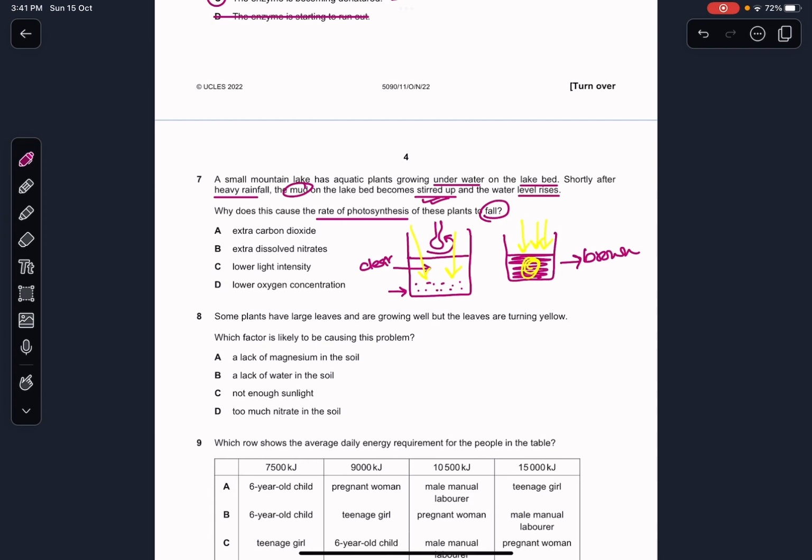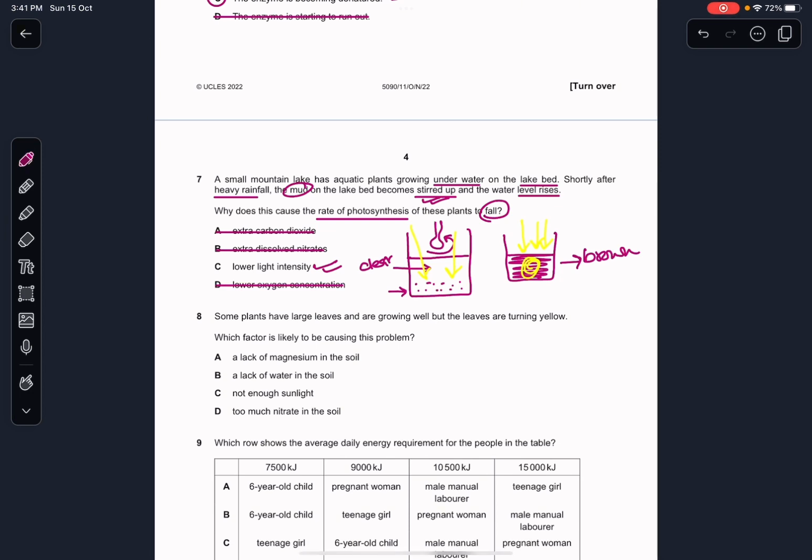So what happens is that the rate of photosynthesis is going to drop, because the light intensity is falling. So why does the rate of photosynthesis fall? Extra carbon dioxide? No, that does not essentially make any sense, because nothing is really happening to the carbon dioxide. Extra dissolved nitrates? Nothing is happening to the nitrates. The nitrates in the water are going to remain the same. Lower light intensity? Yes, because now the color of the lake has become muddy. It has become brown due to the stirring up of the mud in the lake due to the heavy rainfall.